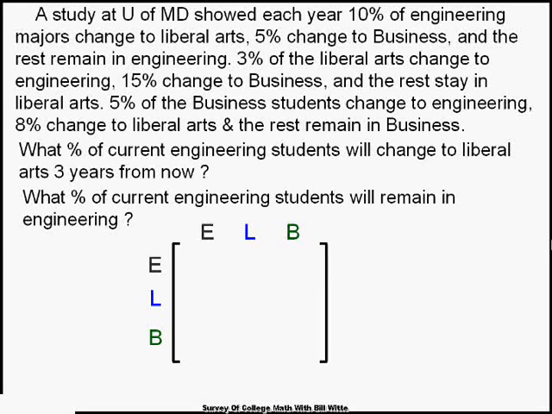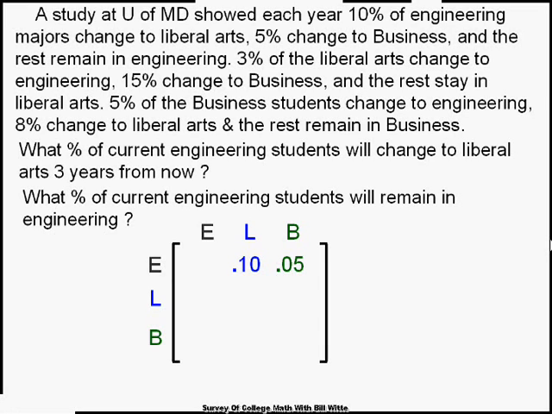Okay, let's see. We've got engineering, liberal arts, and business in both directions. Now, let's start putting numbers in. This 10%, what is it again? It's the engineering majors changing to liberal arts. There you go, from E to L, okay? Now this is 5% of the engineering changing to business. Engineering changing to business, that's 5%.